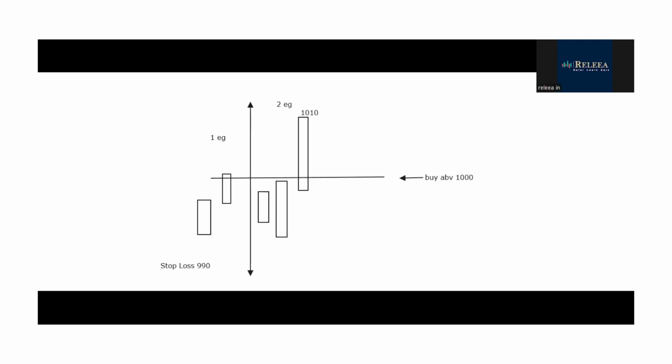Now, for example, you can see here I have written buy above 1,000 rupees. This is a rate, for example this black line, which is the 1,000 mark. You can see here example one: the counter was trading below, and you can see the rate just closed above 1,000.